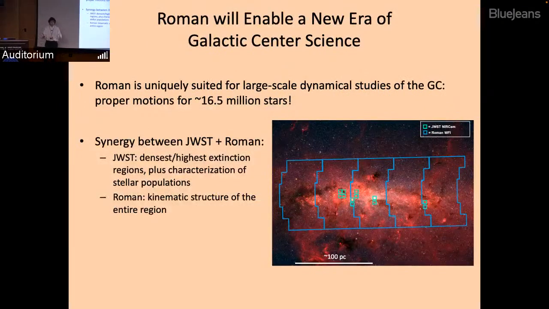Right, so just to finish up, I would say I'm very excited. I think Roman will enable a new era of science at our Galactic Center. I hope I've convinced you that Roman is uniquely suited to do a large-scale dynamic study of the Galactic Center. We're talking about the proper motions of 16.5 million stars in this region. And so Roman will really provide a large-scale dynamical context for many of the really exciting studies going on at the Galactic Center with JWST and other instruments. And so with that, I can take your questions, and thank you very much.